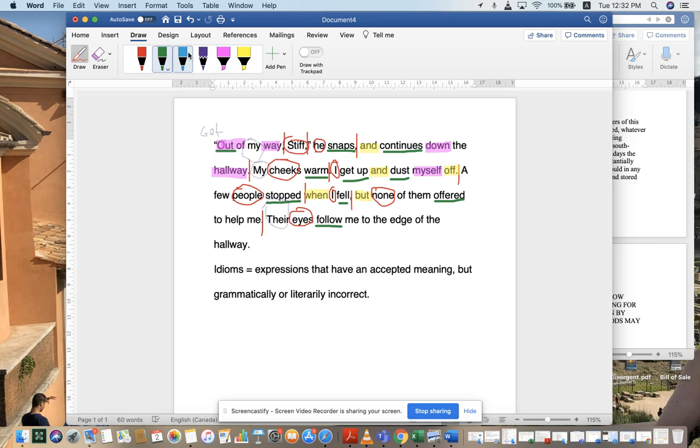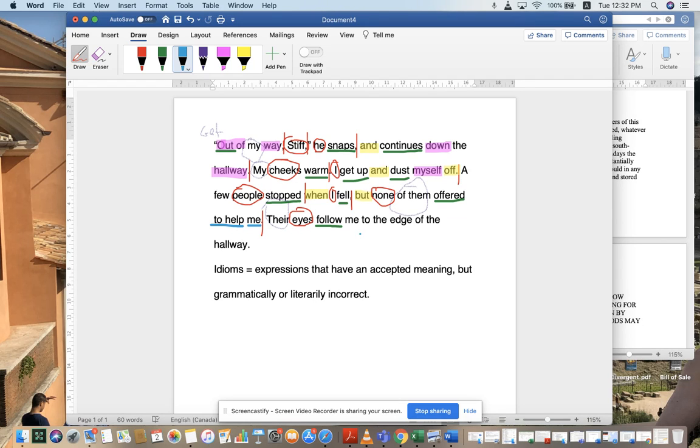But none, partitive genitive, of them, possessive, offered, okay? And then we could say offered help, but in this case, the author decided to provide us with an object infinitive. Okay, object infinitives are direct objects of their verbs. So offer to help, and then they take their own objects. Who do they want to help? Me. Okay, or in this case, didn't want to help.